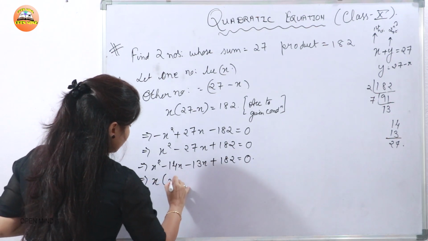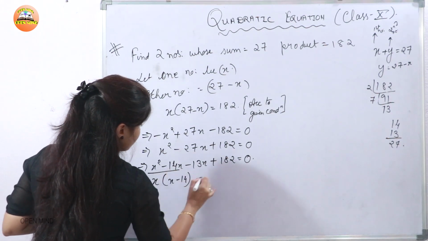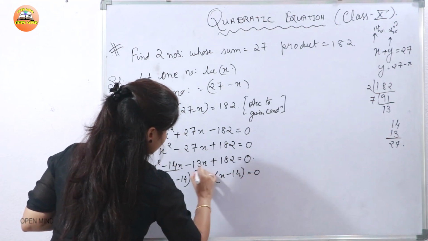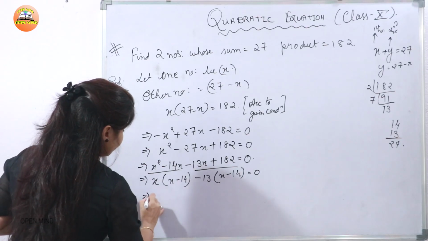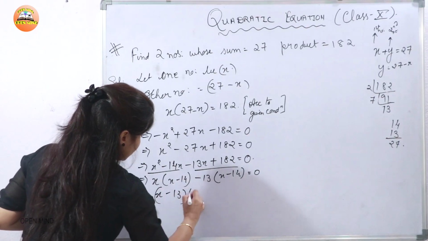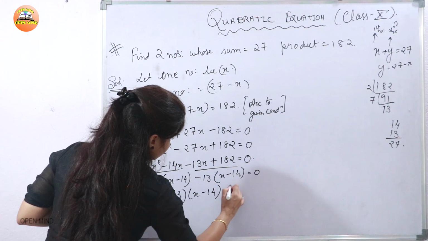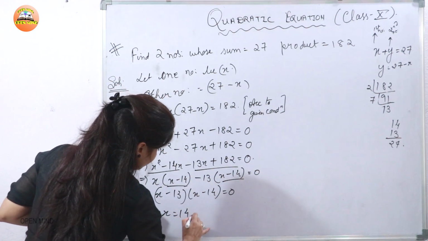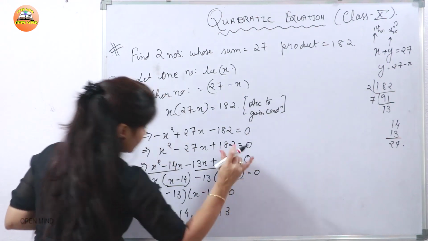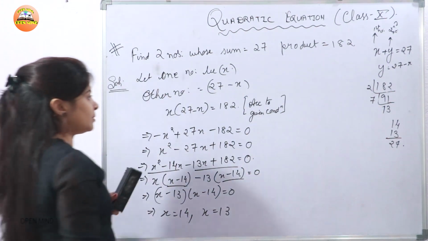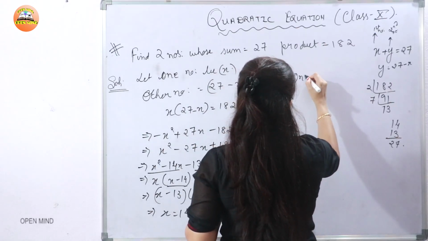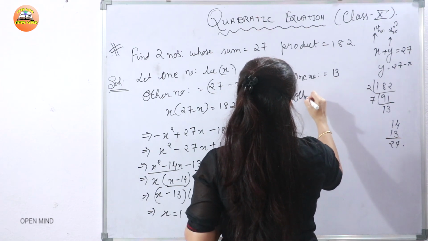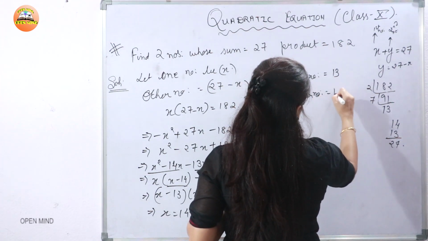So this implies x minus 14, we can take out the common term, minus 13 x minus 14 is equals to 0. We take out again the common term from over here. So we get x minus 13 and x minus 14 is equals to 0. Since this is 2 times, write only 1 time. So the value of x comes out to be 14 once and the value of another x comes out to be 13. That means one number is equals to 13 and other number is equals to 14.